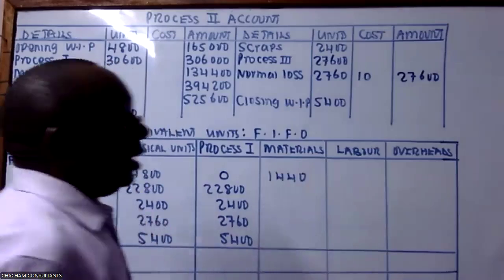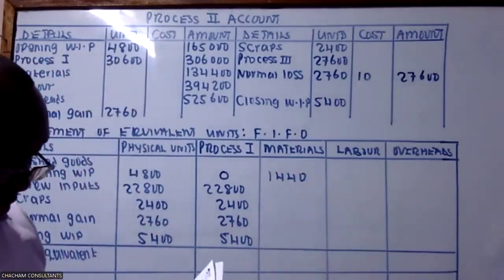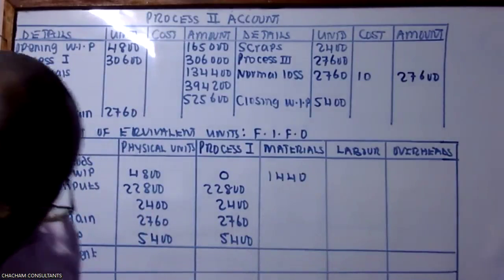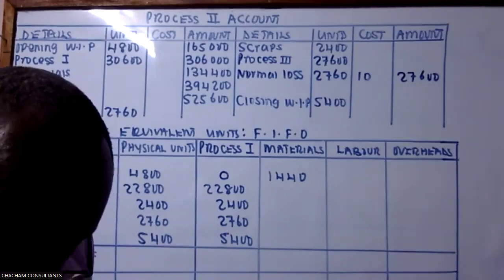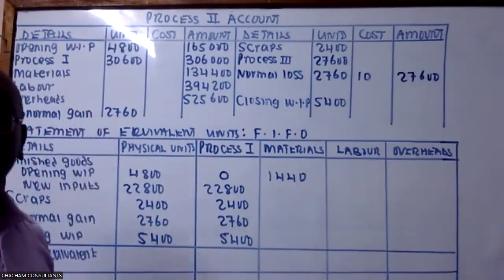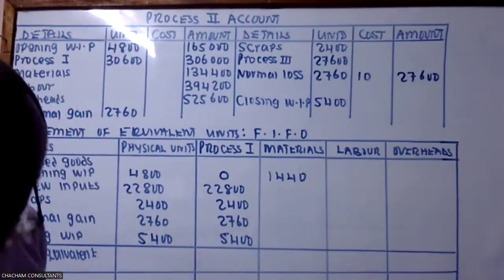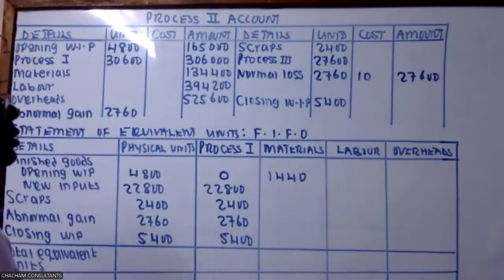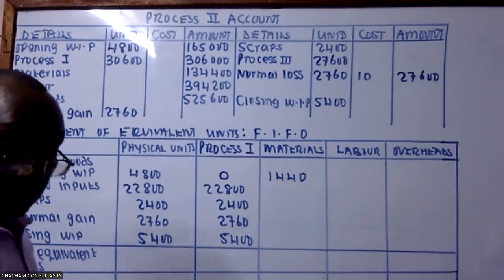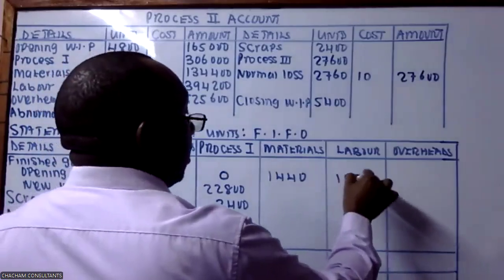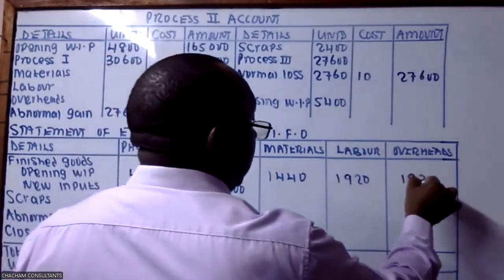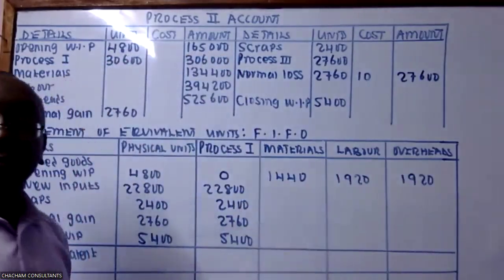Then labor, it was done 60%. So we get 40% of 4,800. You get what? 1920. The same case here, 1920. Sindio?